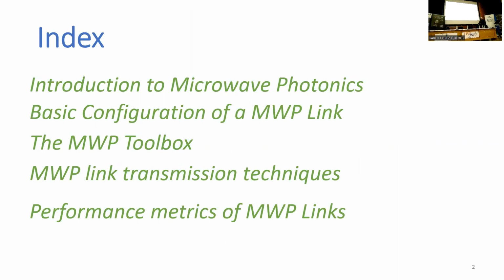One of the key central parts of a microwave photonic system is actually the link. The link can range from a very simple configuration to a very complex one, so I'm going to try to embrace all of them in describing what I call a basic configuration of that link. And then I will review the basic devices that we have for MWP systems, what we call the toolbox: the different tools that we have to implement, which usually come from standard photonic components.